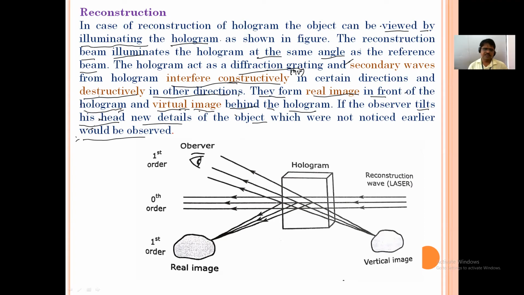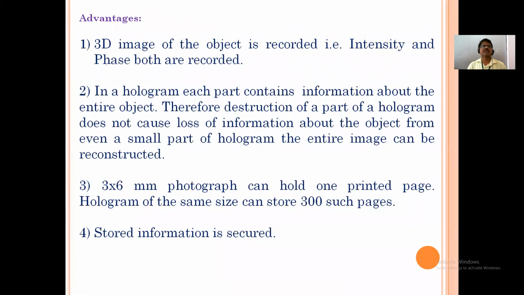Okay, this is the second stage. Second stage is called as reconstruction of the hologram. Means this holography 3D image of the object is recorded first, and there are two stages. First stage is recording, second stage is the reconstruction of image. Okay, completed.